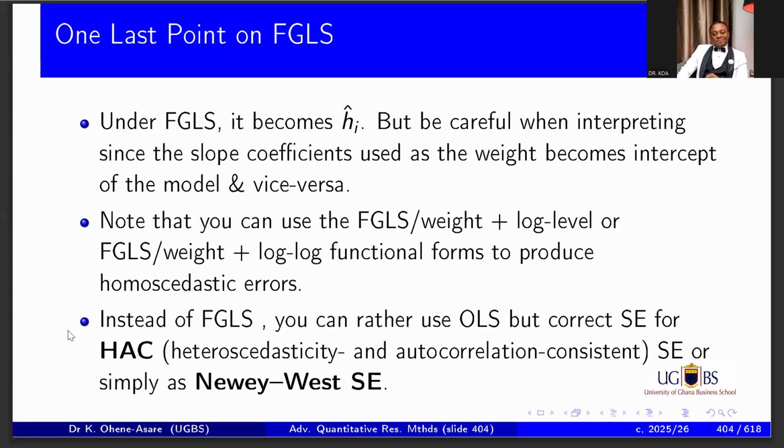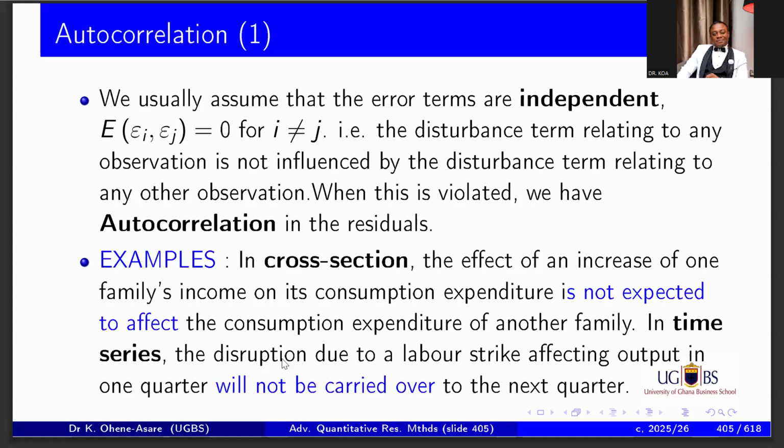Okay. So one last point, and then we'll wrap up. Under the feasible GLS, it becomes ĥ. I've indicated that you should be careful when interpreting the result. I think I said it before, because the slope coefficient had to be explained in connection with the weight intercept that was added. So when you're interpreting it, just be careful. Instead of the feasible GLS, which is difficult in interpretation, we can always use the Newey-West, which solves all of the problem, and the interpretation is also fine.